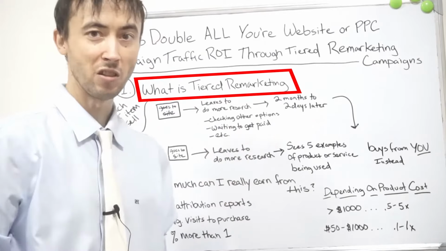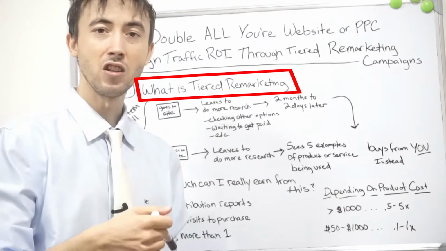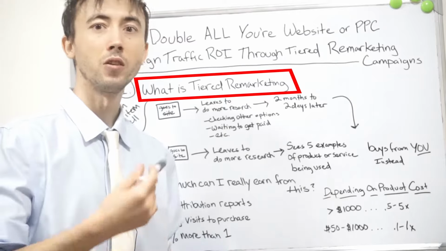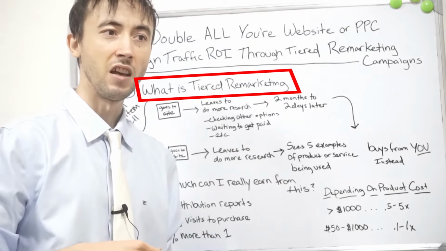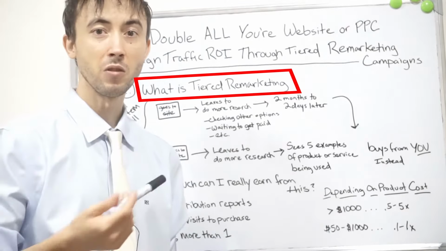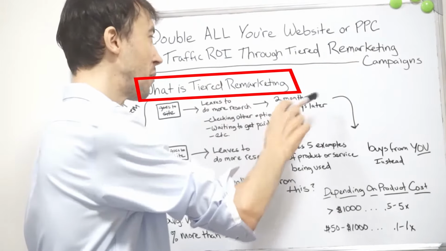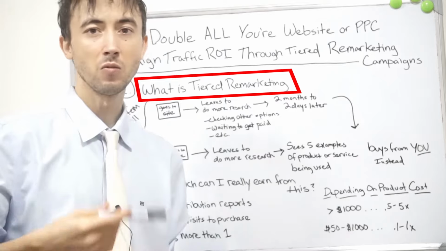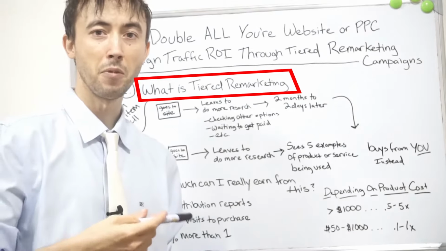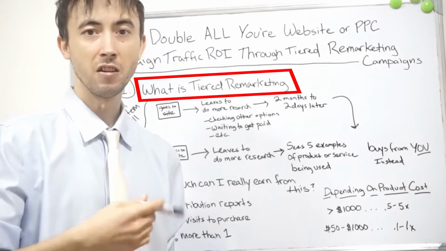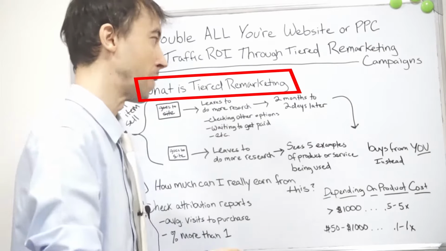Or any other reasons that they're going to make a decision to delay the purchase, so they know that they're making the right decision and not making an impulse decision that they're going to regret later on. And so they have this period of basically 2 months to 2 days for most markets and most products and services in the price ranges that are typical for what most people are selling through PPC.